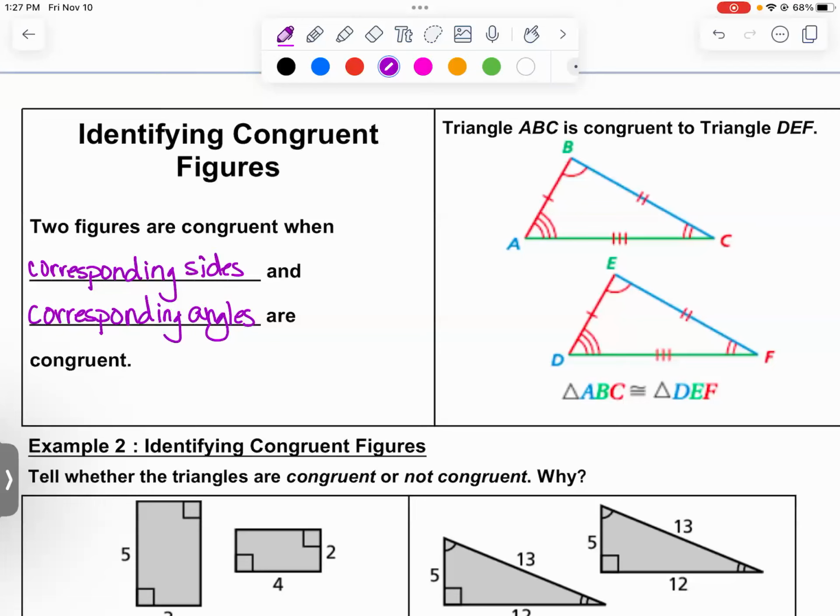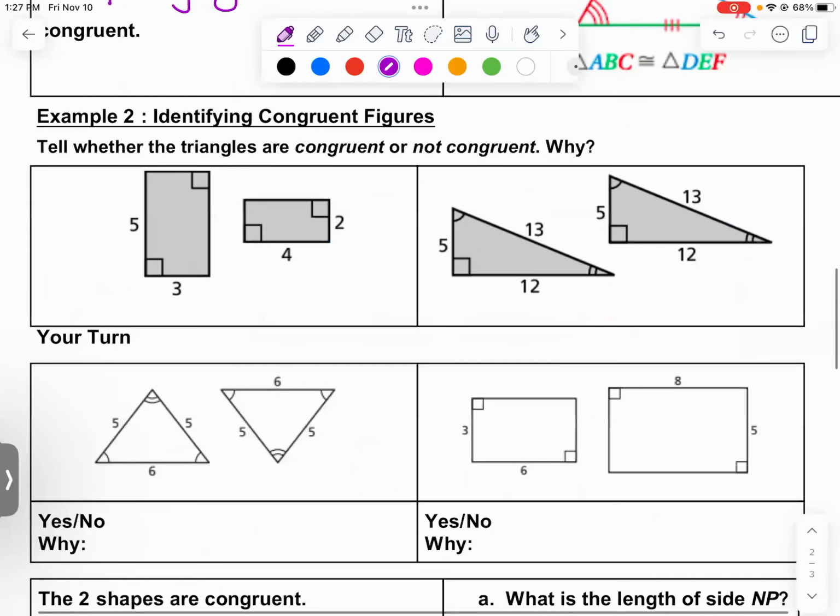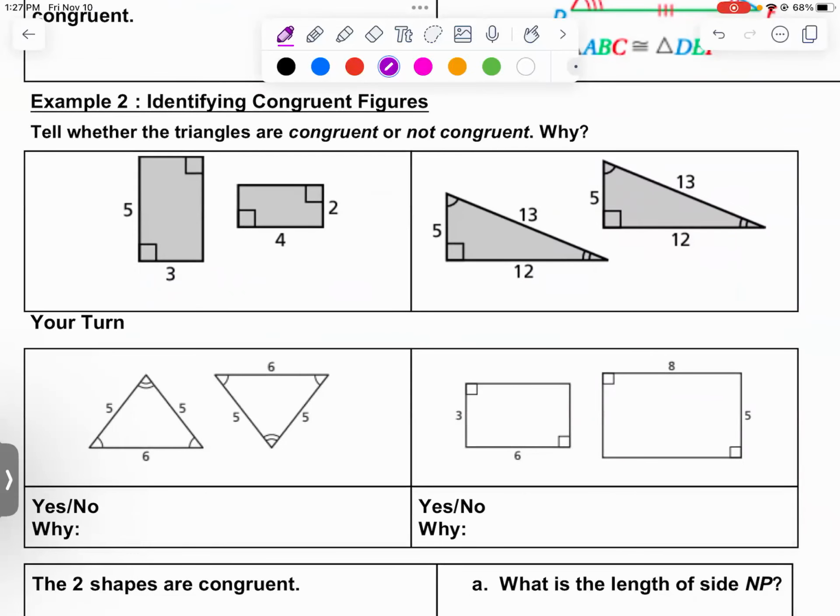What if they weren't the same? Would you write this? There'll always be letters for you. Okay. Now, right now, we just need to decide if these are congruent or not congruent.